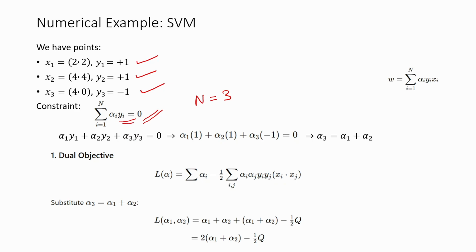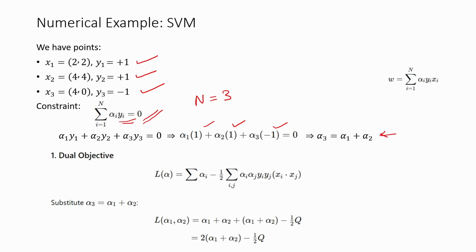So what is y1? y1 is plus 1, so alpha 1 y1 plus alpha 2 y2, where y2 is plus 1, then alpha 3 y3, where y3 is minus 1, is equal to 0. When you simplify this, you get alpha 3 is equal to alpha 1 plus alpha 2. You got this equation.